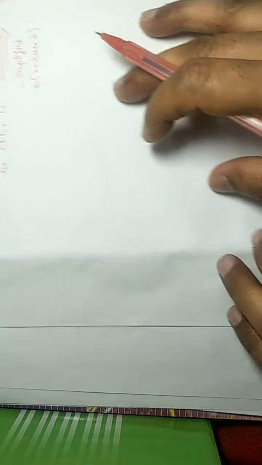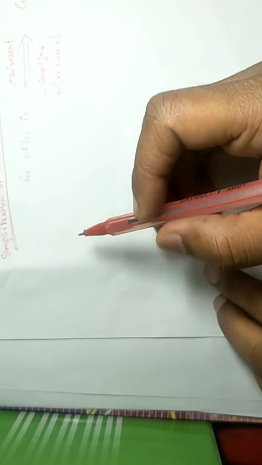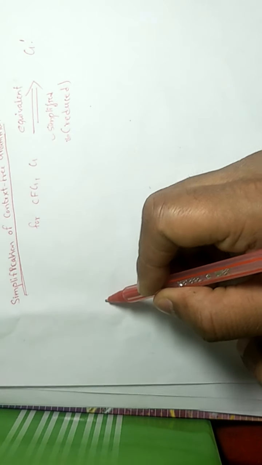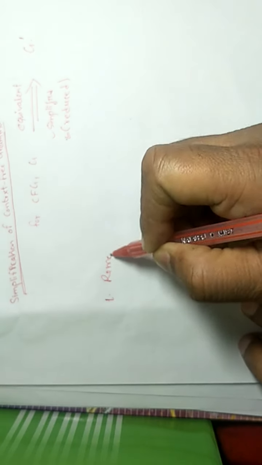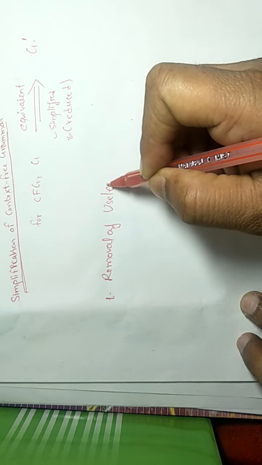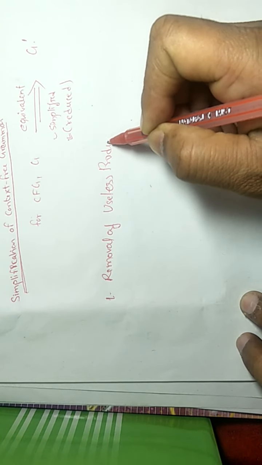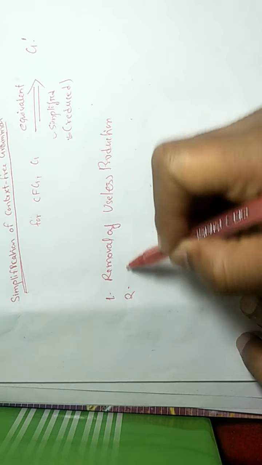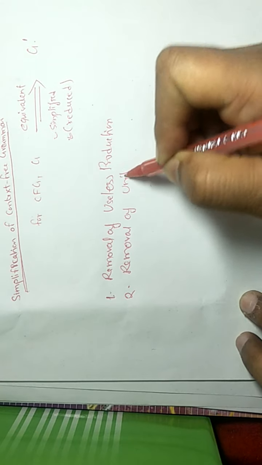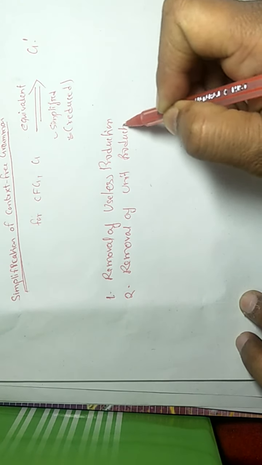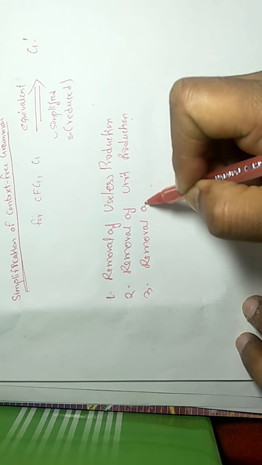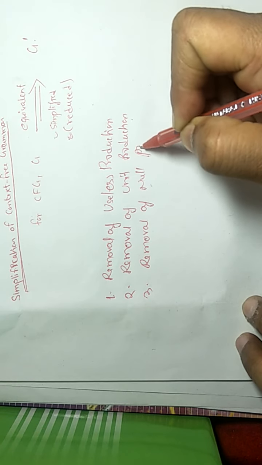So here we will take 3 steps, and these are 3 different topics. The first one is removal of useless productions. Second one is removal of unit productions, and the third one is removal of null productions.